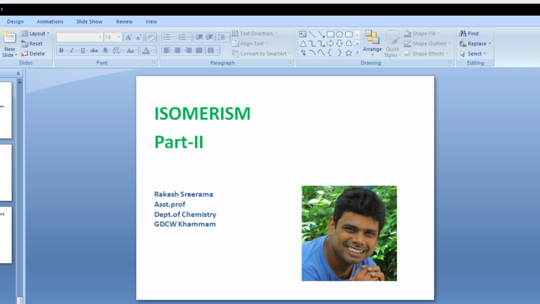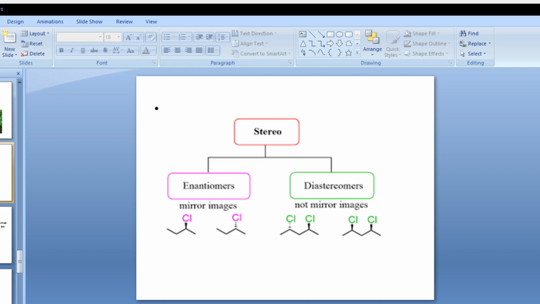We have wedge representation, Fischer representation, Newman projection, and Sawhorse projections. These different types of representations we will use while writing the stereoisomers. So as we have seen, your stereoisomers are classified into two categories. One is enantiomers, the other one is diastereomers.